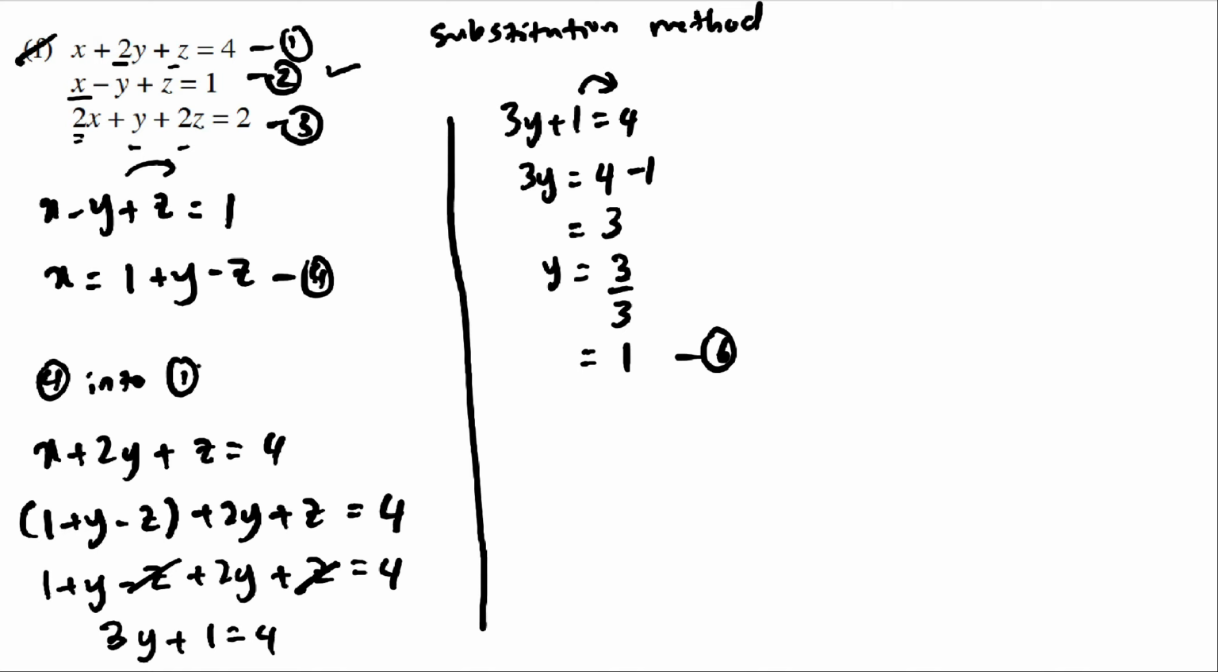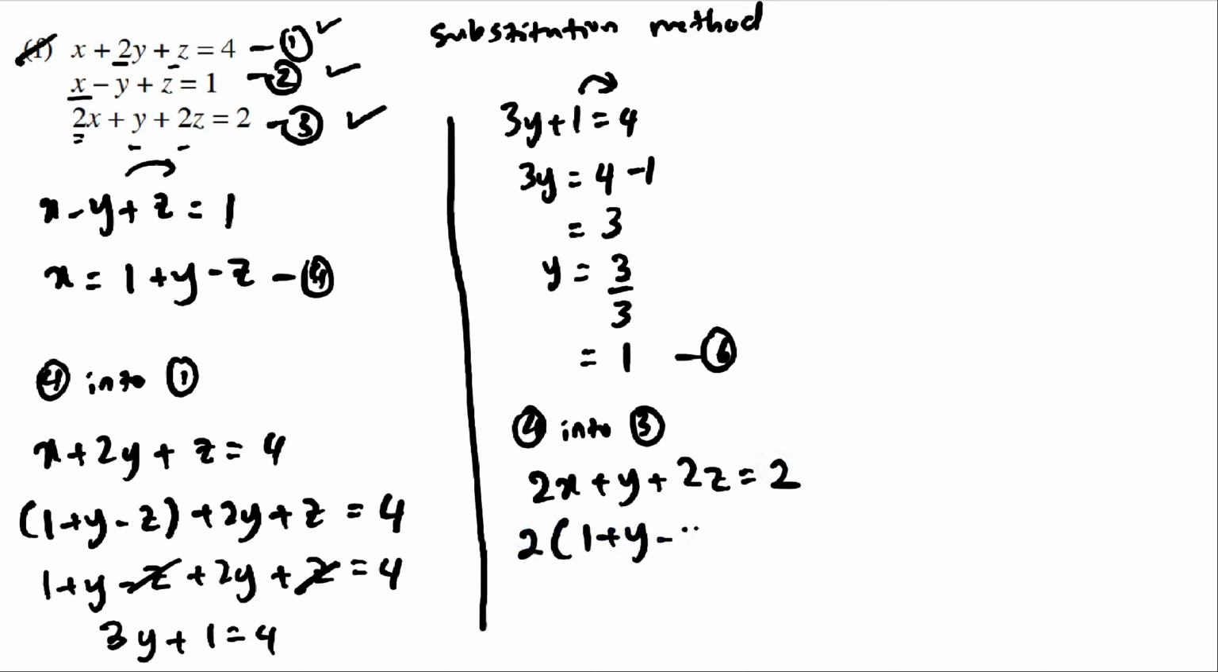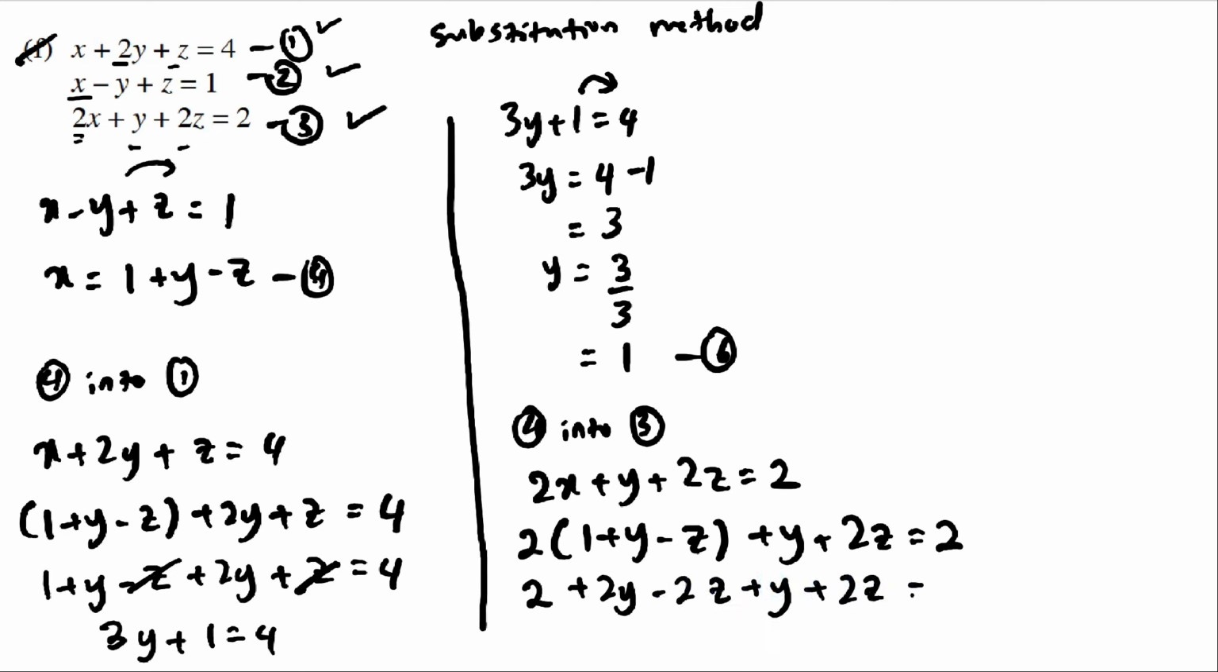Okay, this one is 4 into 1. We used 2 before. 4 into 1 done. Now 4 into 3. Equation 3 is 2x plus y plus 2z is equal to 2. Here x is 4, so 2 times 1 plus y minus z plus y plus 2z is equal to 2. You can actually directly substitute the value of y also, but you can calculate first and then substitute also. 2 times 1 is 2 plus 2y. 2 times negative z, you get negative 2z plus y plus 2z is equal to 2.